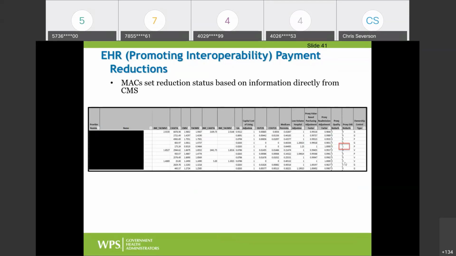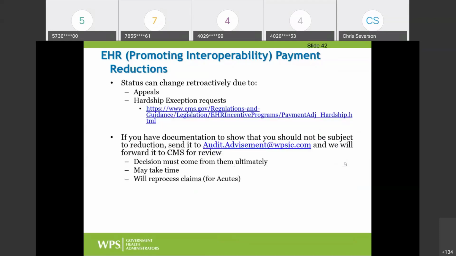Now, there are potentially retroactive changes due, first of all, to appeals. If you appeal that meaningful use status and you win, then that could be a retroactive change. And in some cases, hardship exception requests that are approved could require a retroactive change. CMS sends us updates to those, usually monthly. They were supposed to be sending those monthly. Sometimes it takes a little bit longer to get those.